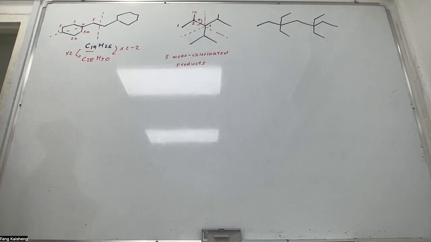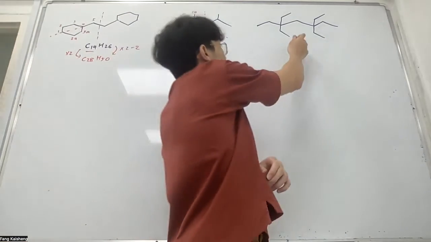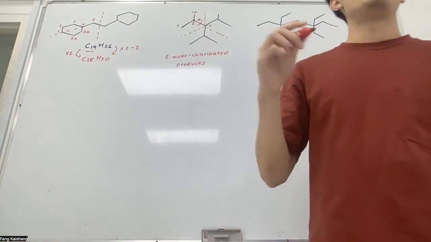Okay, all good? Let's work out the same thing for the next compound, guys. We roll this out together. How many monochlorinated products can I get for this structure? First, what should I do?